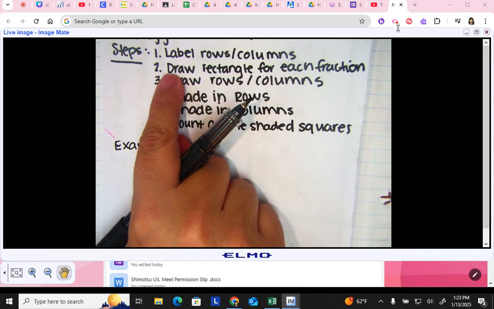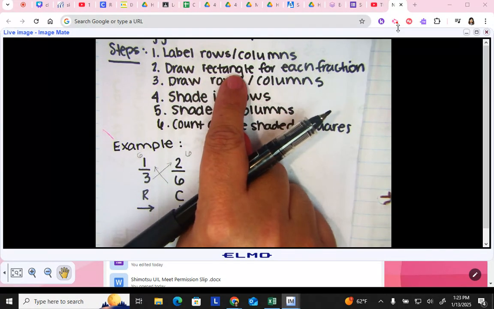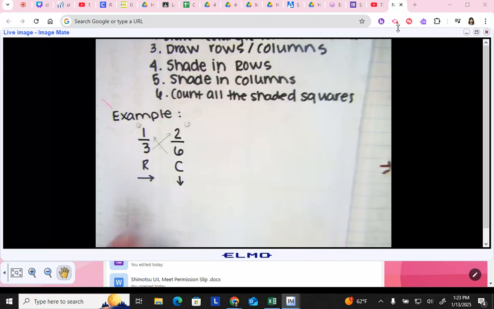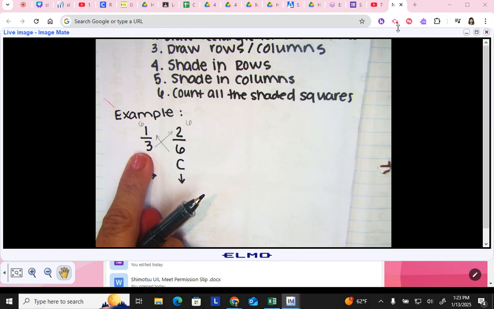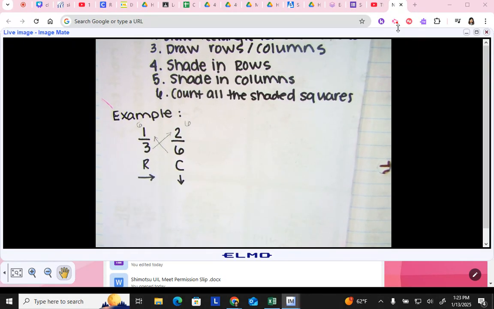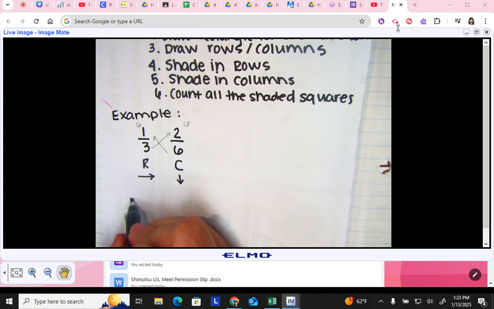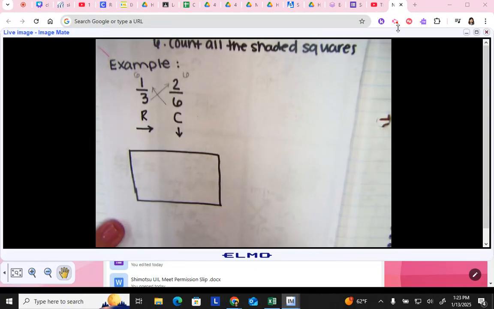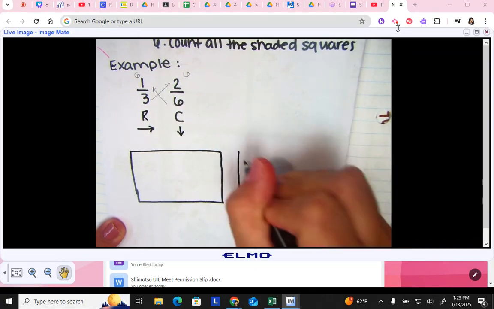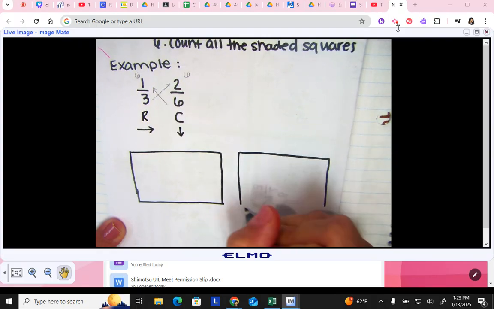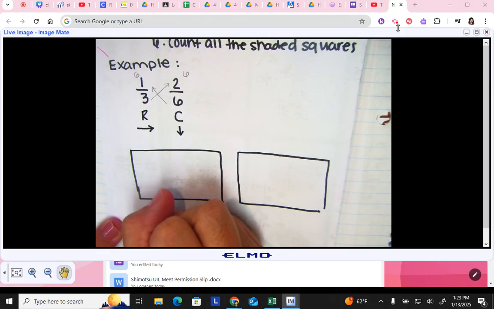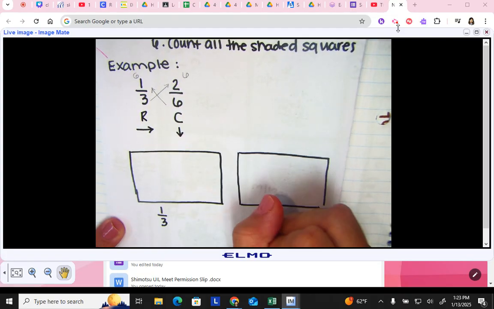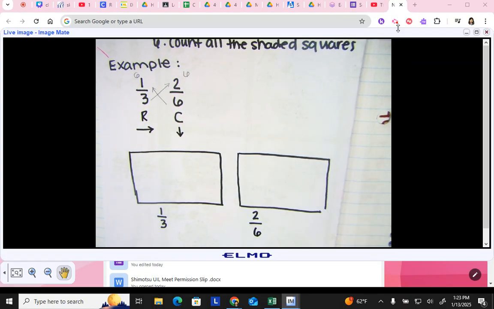Step number 2 says draw a rectangle for each fraction. So I'm going to draw a rectangle to represent 1/3. And then I'm going to draw another rectangle to represent 2/6. Now I'm going to make it medium size, not super big where it takes over my whole paper, but big enough so that I can see what I'm doing. The first rectangle represents the fraction 1/3. The second rectangle represents the fraction 2/6.